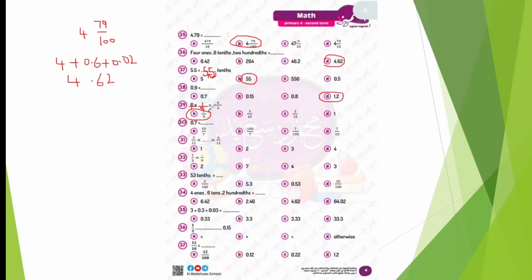0.7 equals what? It's 7 tenths. So I can write 7 tenths as 7 out of 10. 31. 3 times what equals 6 out of 10? When I multiply, we multiply numerator by numerator and denominator by denominator.